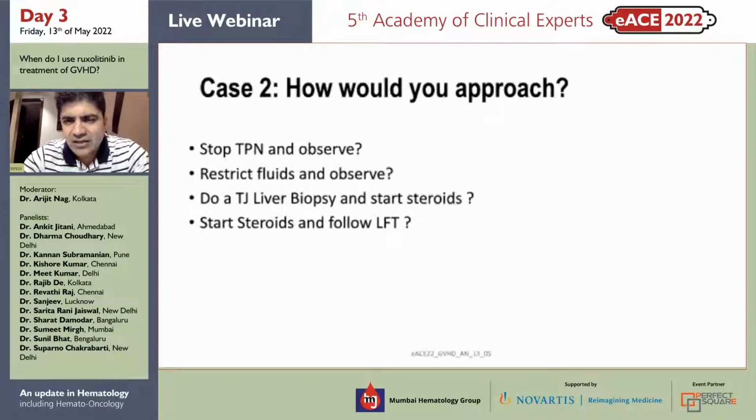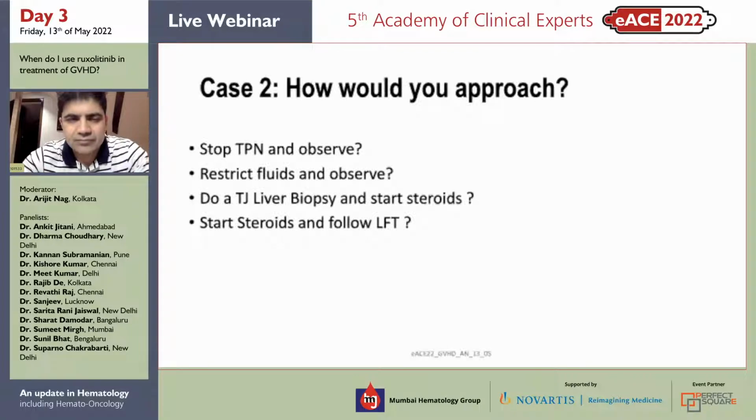And if other things are all right, then we can think of it and also start the treatment for liver GVHD. I would stop TPN initially, wait for another 24-48 hours, and look at other pharmacy which is going on along with it. And then after ruling out other things, we will start steroids for liver GVHD.